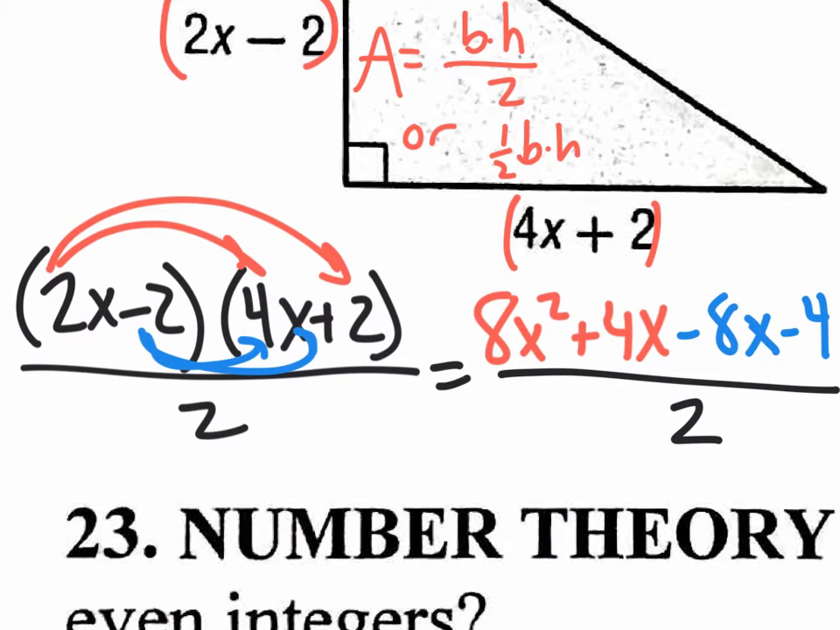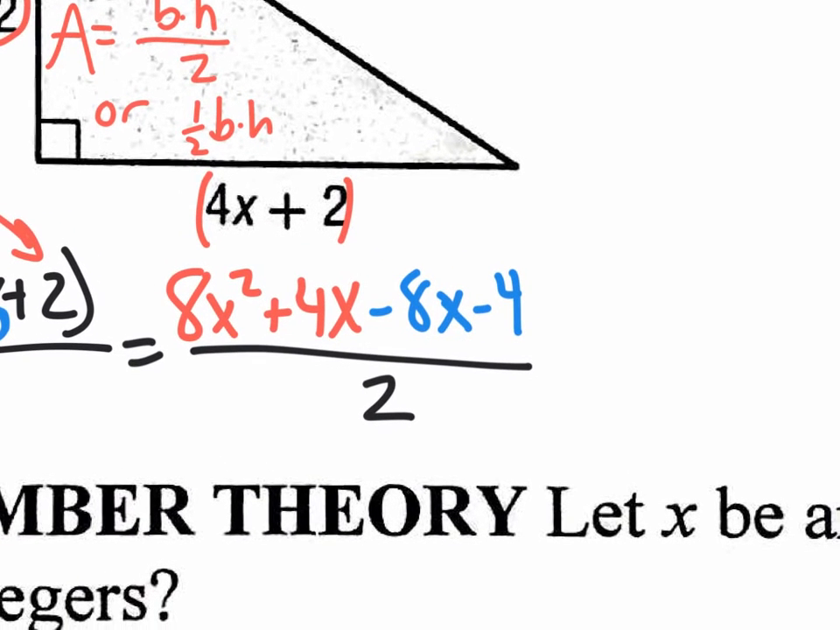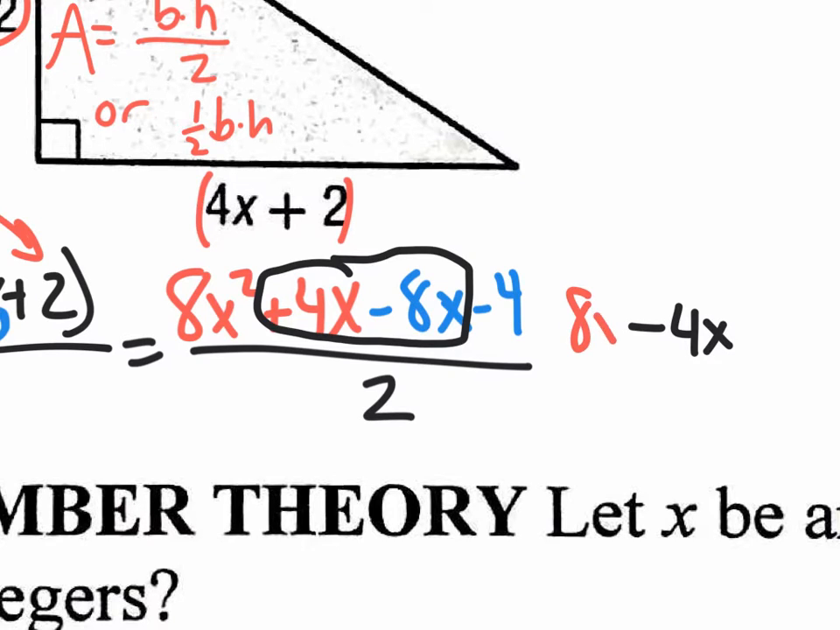So up on top, we could still combine the middle terms. We could combine the x's with the x's. So the negative 8x plus 4x, we could actually do that, and we're going to get negative 4x. If you have $4 but you owe $8, you're still going to owe 4 of those dollars. And of course, the first term is still 8x squared, and the last term is still minus 4. But the thing is, it's all divided by 2.